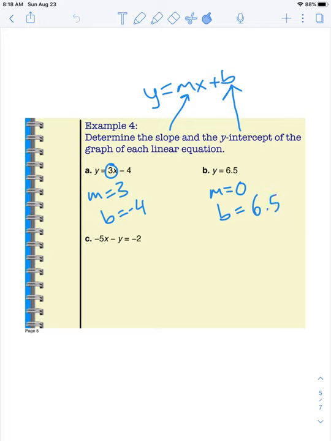And now C, you actually have to rearrange before finding m and b, which I think would be good practice. So if you want to pause the video now, solve that yourself, and then check to see if you got it right, that would be a good idea. All right, I'm going to go ahead and solve it.